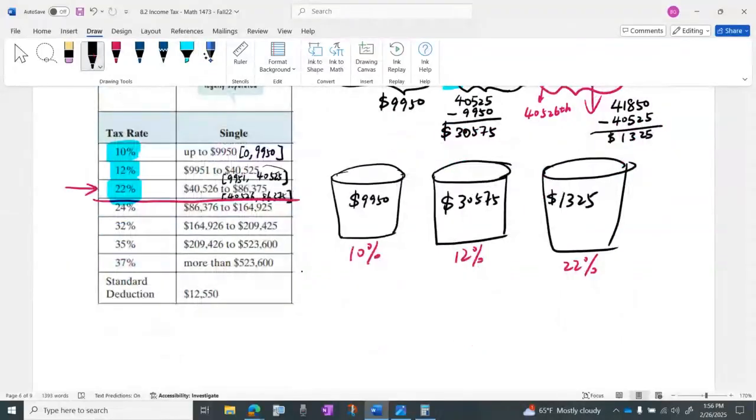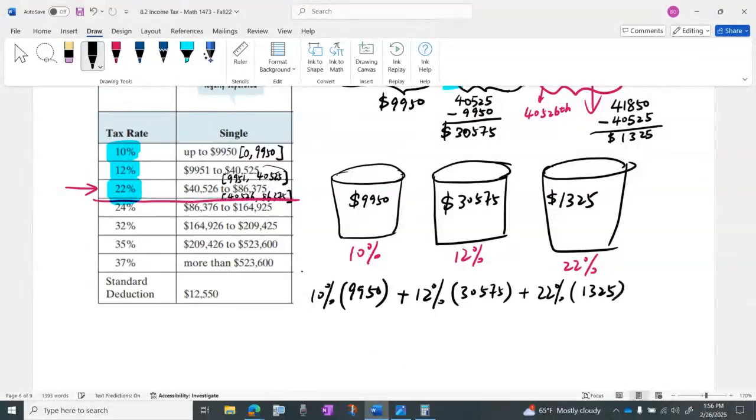So now let's see how much money that is. We're gonna use 10% multiplied by 9,950. That's how much money the government takes from the first bucket, right? And then plus 12% times $30,575. That's how much money the government takes from the second bucket. And then plus 22% times 1,325. That's how much money the government takes from the third bucket.